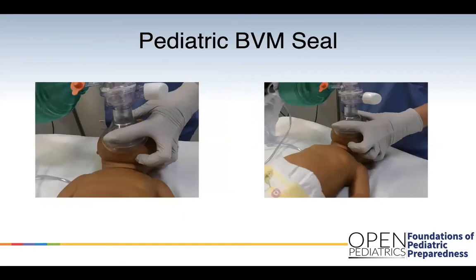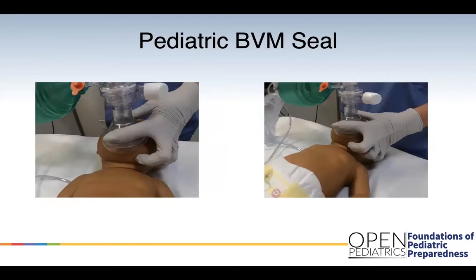The pediatric bag valve mask seal is an important next step to bag valve mask ventilation. In order to get a good seal, place fingers at the jaw in order to avoid compressing submental soft tissues. A good single person technique is the EC clamp, shown on the left. Thumb and index finger of left hand form a C on the child's face, and the other 3 fingers form an E at the angle of the jaw.